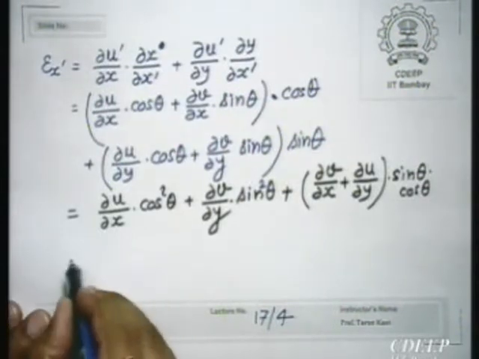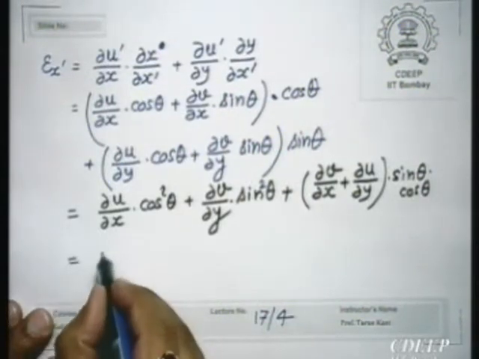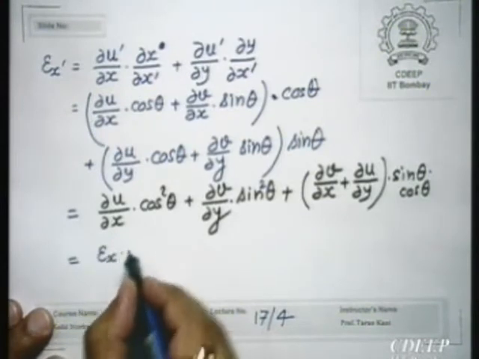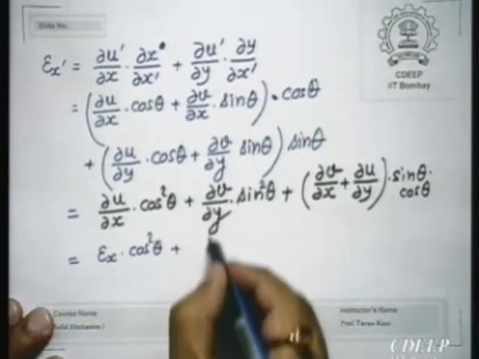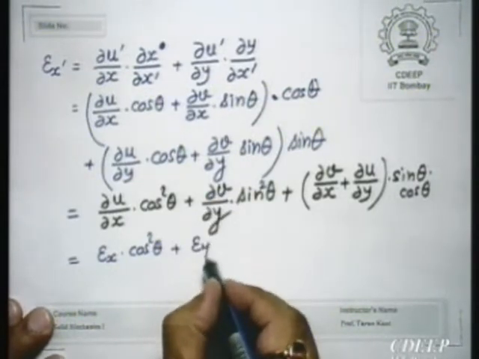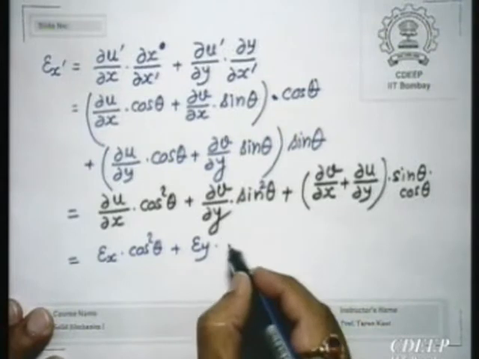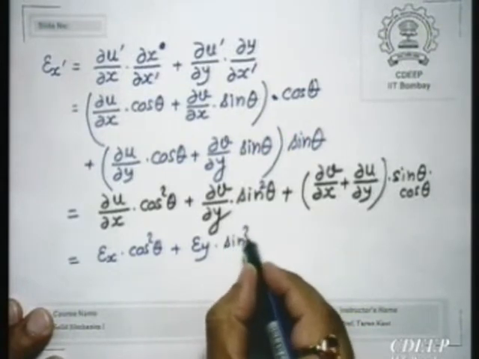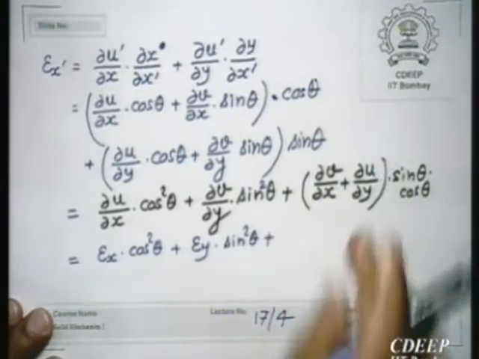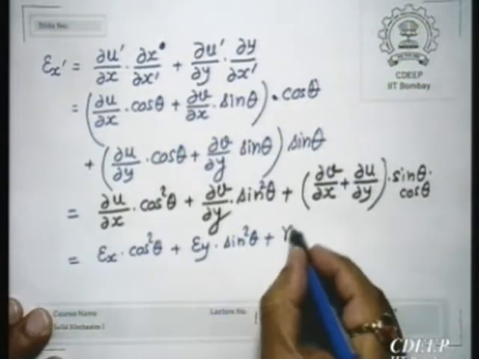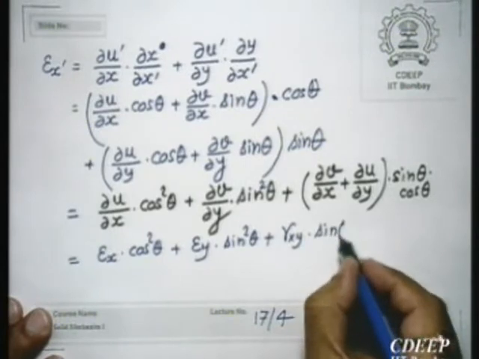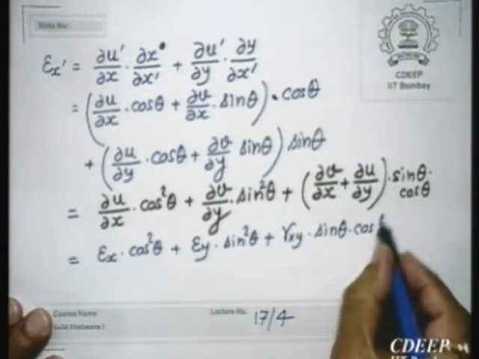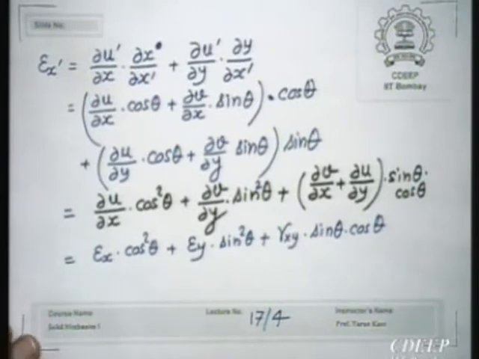What is du by dx, by the way? So, epsilon x into cos square theta, dv by dy is epsilon y, so strain in y direction into sine square theta. What is this? Gamma xy, shear strain into sine theta cosine theta. Please derive similar expressions.